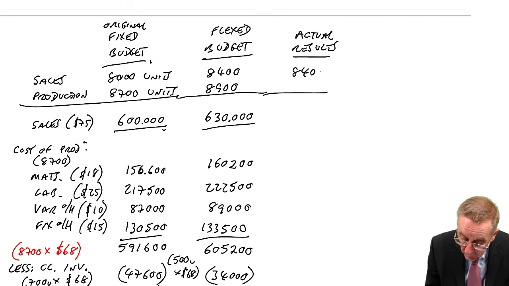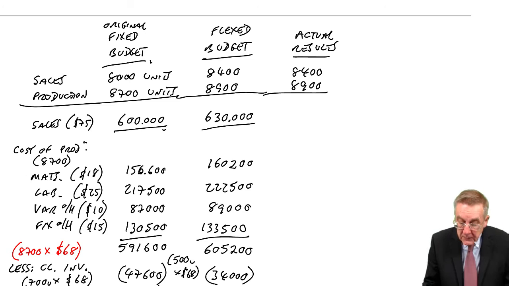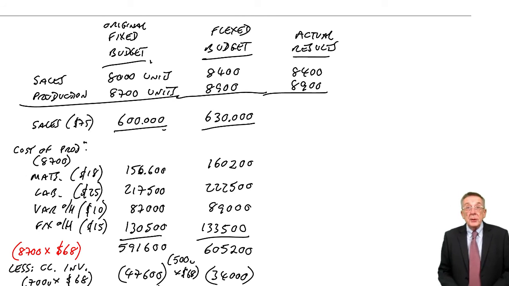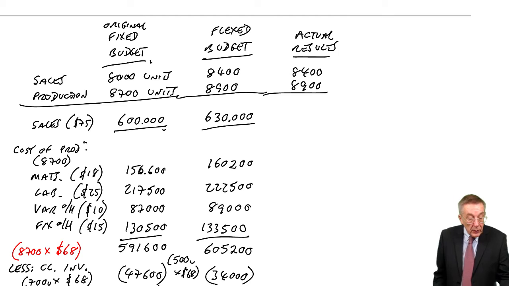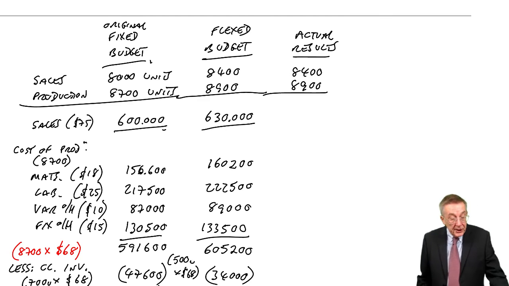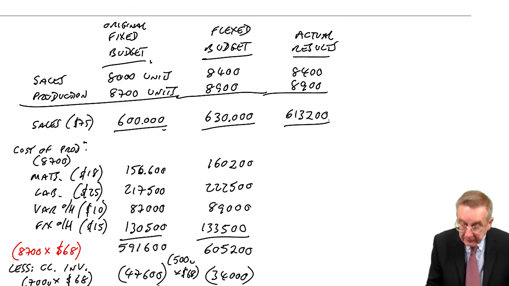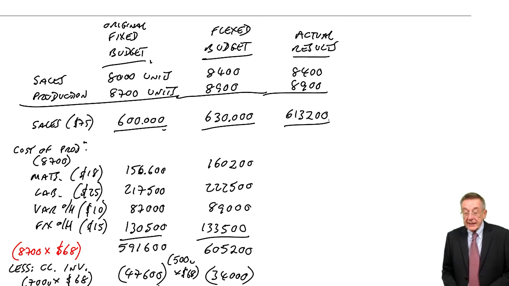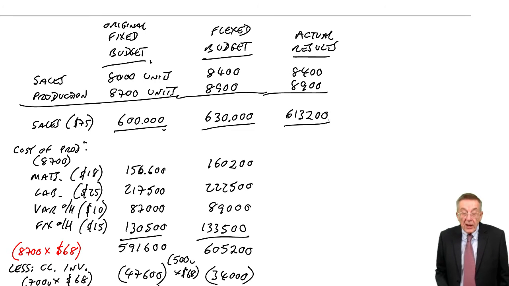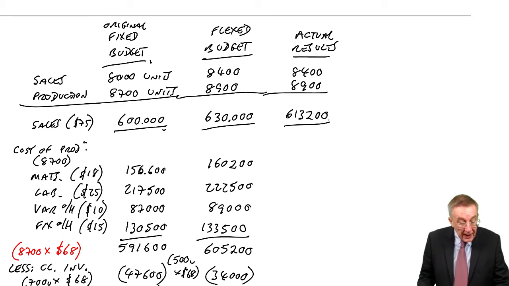Obviously, we did sell 8,400 and produce 8,900. But how much revenue did we actually earn? The question tells us we sold 8,400 units for 613,200. We'll look at that in a minute, but obviously we got less revenue than we should have expected. What about the costs, though?